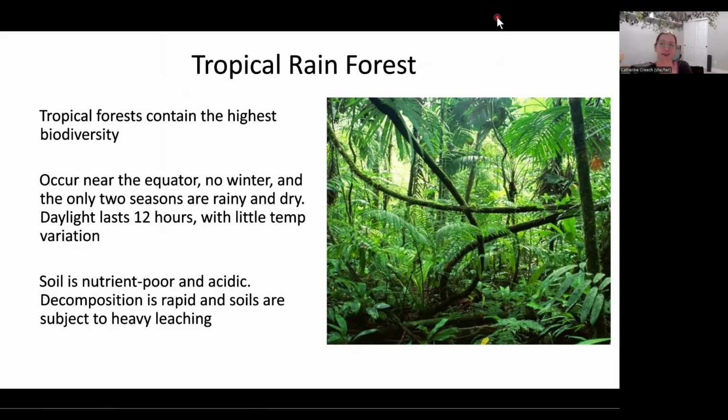Because it's on the equator, there isn't any seasonal change. It's always pointed pretty much directly at the sun. And there are 12 hours of daylight all the time, all year long. The soil in tropical rainforests is poor and acidic. And that's because there's so much living there and so much rainfall that if something does die and start to decompose, it's used up so quick. And all of that water leads to heavy leaching.